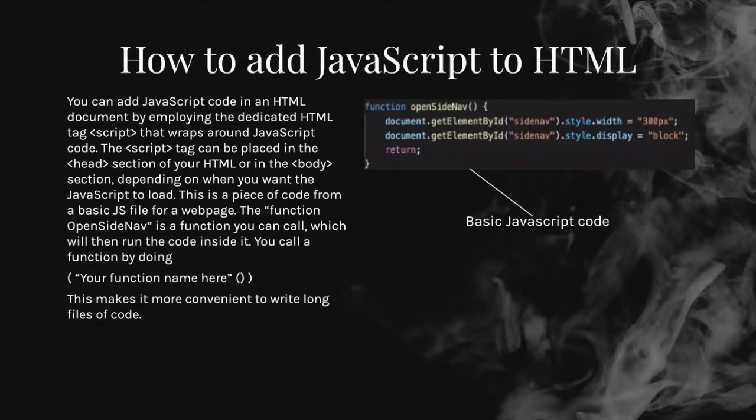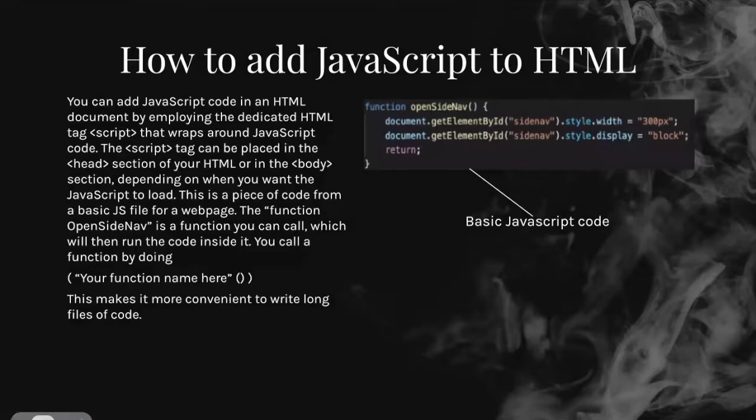This is a piece of code from a basic JS file for a web page. The function openSideNav is a function you can call, which will then run the code inside. You call a function by writing your function name here and an open parenthesis and a close parenthesis. This makes it more convenient to write long files of code.